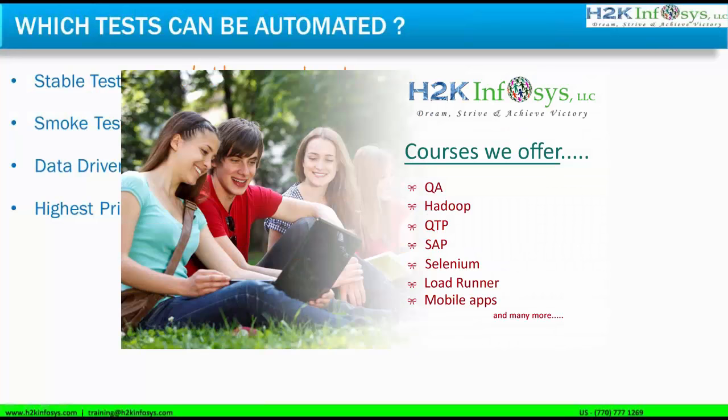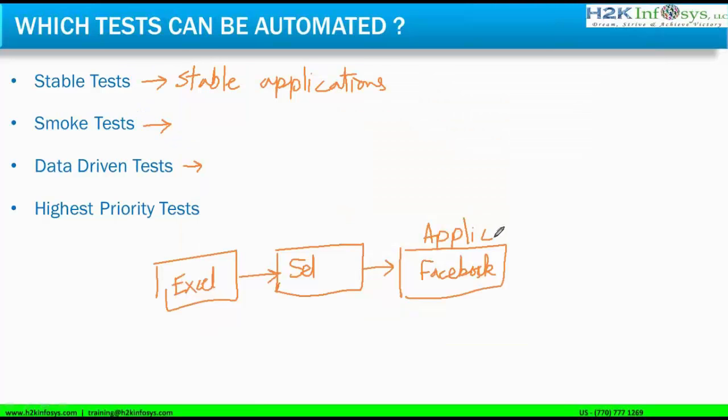Okay, so Facebook is my application and Excel is the data. My Excel sheet contains the data, right? So when the application remains the same, but the data is going to vary, we call it data-driven testing. Data is going to drive the testing of my application. So we call it data-driven testing.